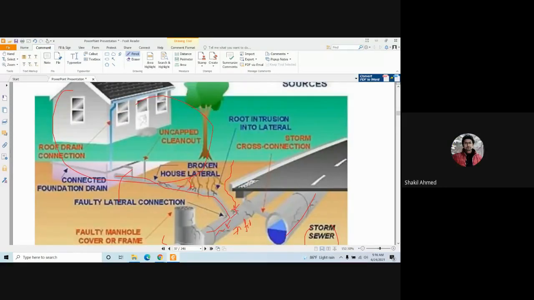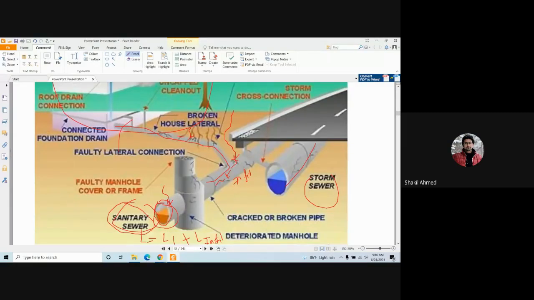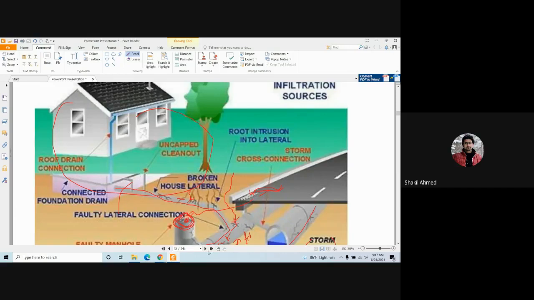What is inflow? Inflow is, you know, there is a manhole, okay, and this is a street, right? So rainwater may go there, there may be leakage. Rainwater may go there and insert into the sewer. So this is from the mouth of the sewer. So this is inflow. Okay.